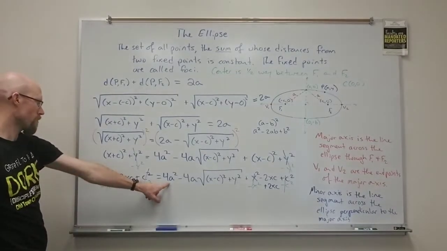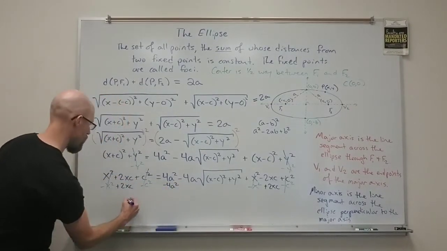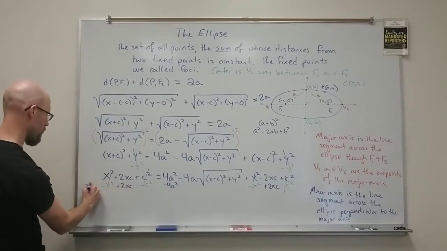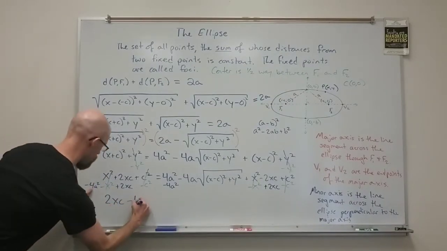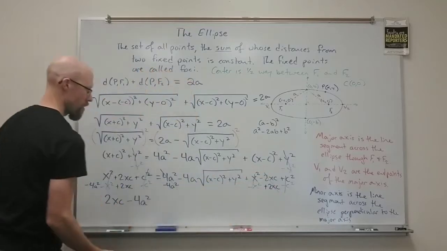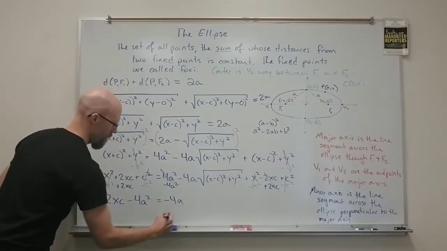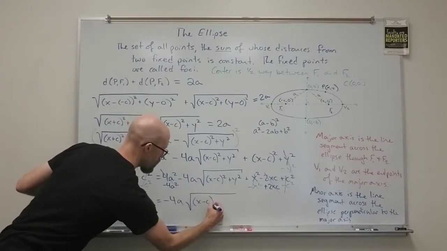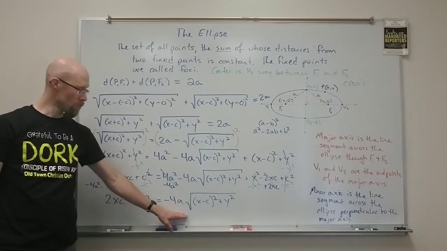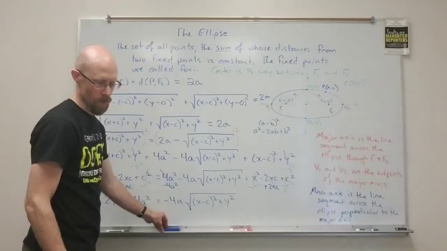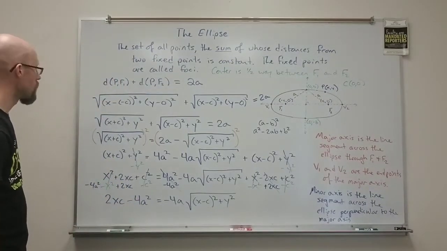I could also subtract off the 4a squared on both sides. Now, that doesn't combine with anything, so I'm just going to throw it in over here. So now I'm going to get 2xc minus 4a squared, drop off there, equals negative 4a square root of x minus c squared plus y squared. Ultimately, my goal here is to isolate this root and then square both sides again. All right, so it does get to be a tad messy.